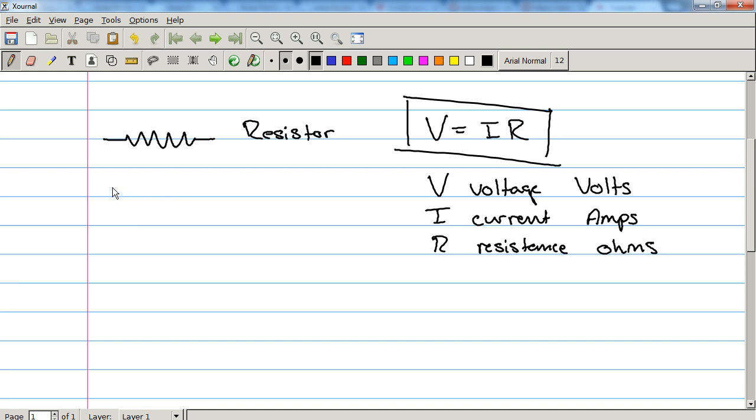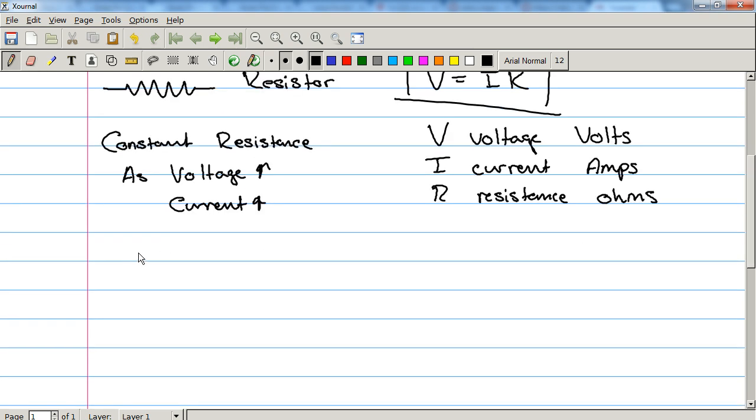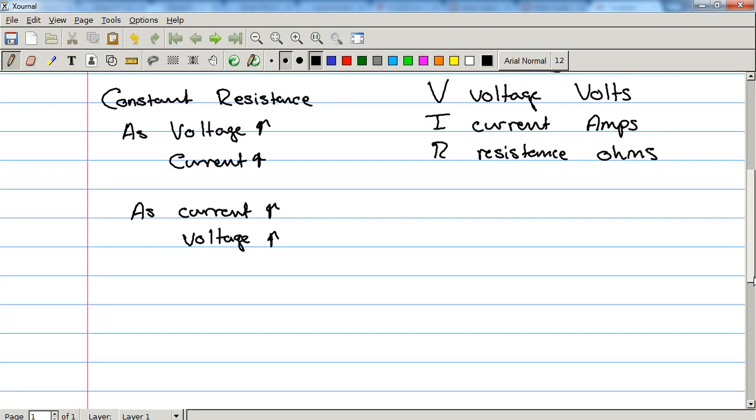For example, for a constant resistance, as voltage increases, current is going to also increase. And as current increases, voltage across the device is going to increase. So that's for a constant resistance.